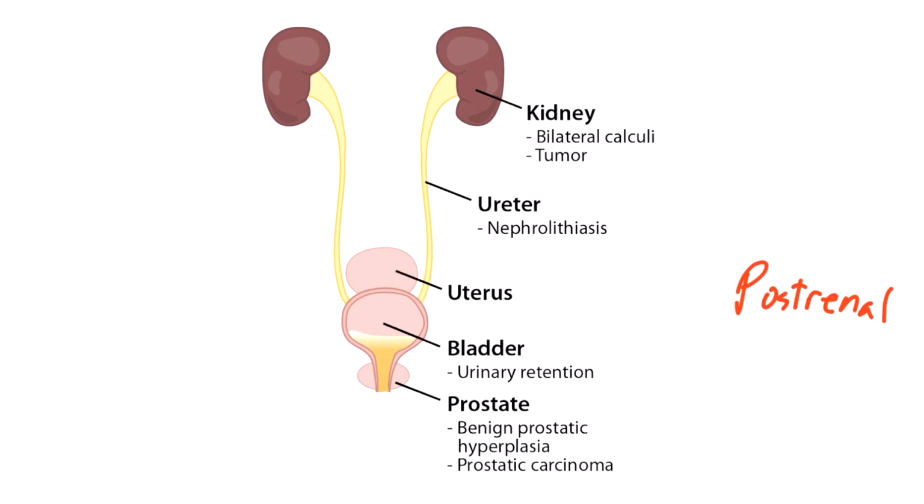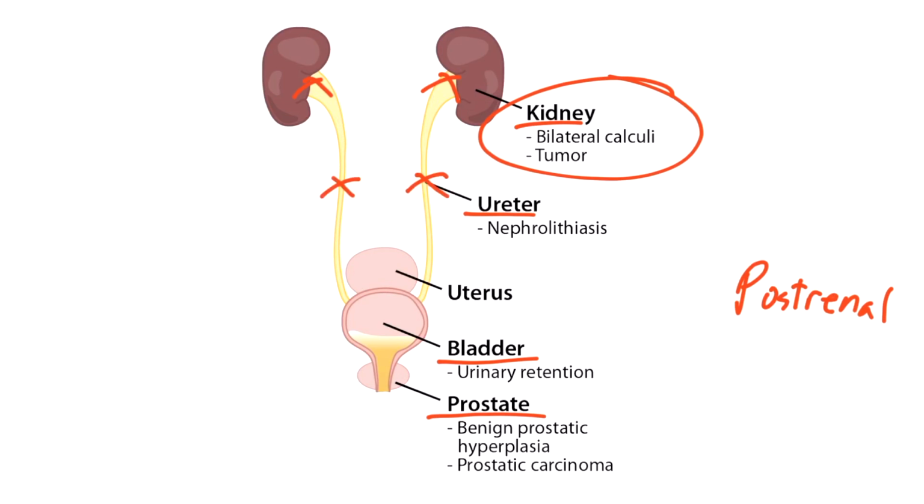The best way to think of the various causes of postrenal azotemia is to think of these different organs: kidney, ureter, bladder, and prostate. In the kidney, there can be calculi or tumors, and these can block urine outflow, especially if they're bilateral. So you're mainly thinking of the renal pelvis. In the ureter, nephrolithiasis or kidney stones can block urine outflow, especially if bilateral. And in the bladder, there can be urinary retention, which will lead to decreased urinary outflow. And this urinary retention can even be neurogenic. For example, a patient just coming out of anesthesia.